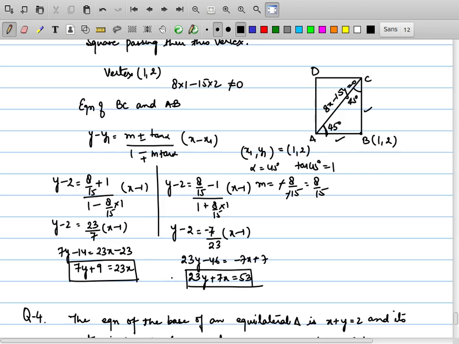Therefore, these are the two equations of the sides which are passing through the vertex (1, 2) and making an angle of 45 degrees with the diagonal. We are not sure which side is which, whether this is AB or this is BC, but definitely these are both the sides. One of them is AB and one of them is BC.